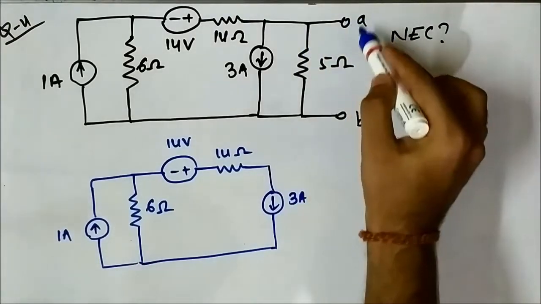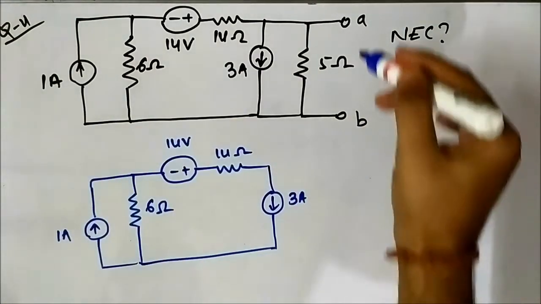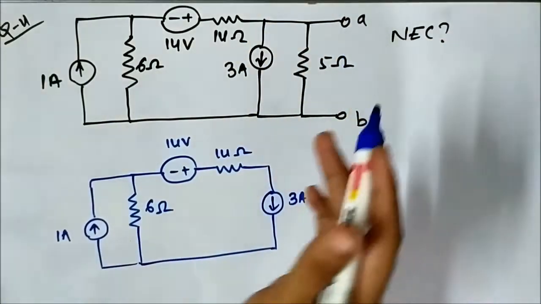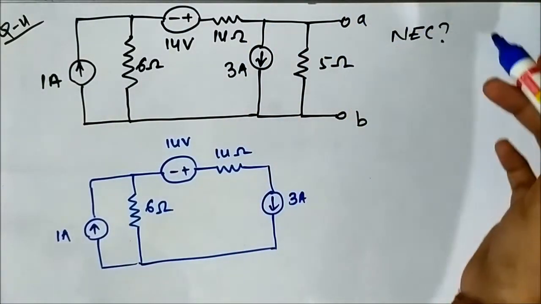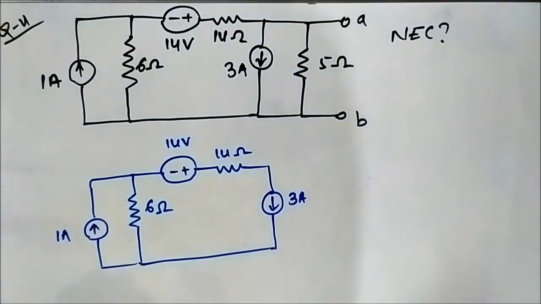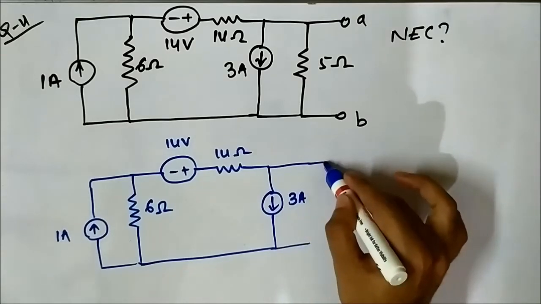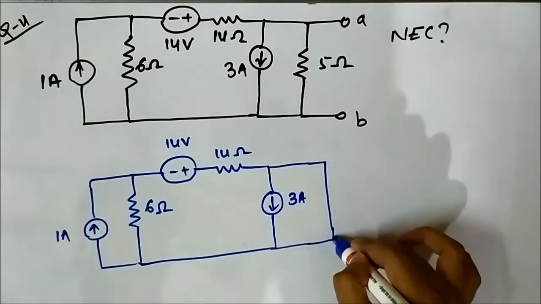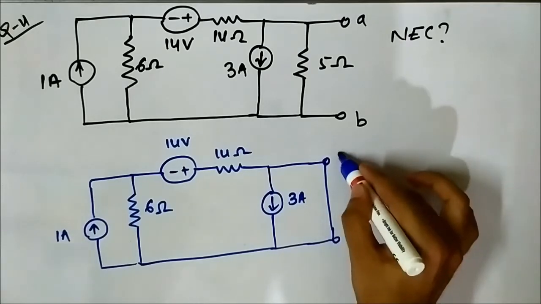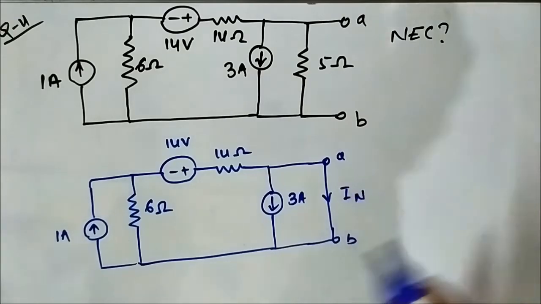Now when we short these 2 terminals, the 5 ohm resistor will go out because it makes no sense. The equivalent resistance will become 0 because current always takes the minimum resistance path. The shorted path offers no resistance, so current will flow through that, and this 5 ohm resistor will become of no use. It has no importance in this circuit. So we'll directly short the 2 terminals. This current flowing is IN.